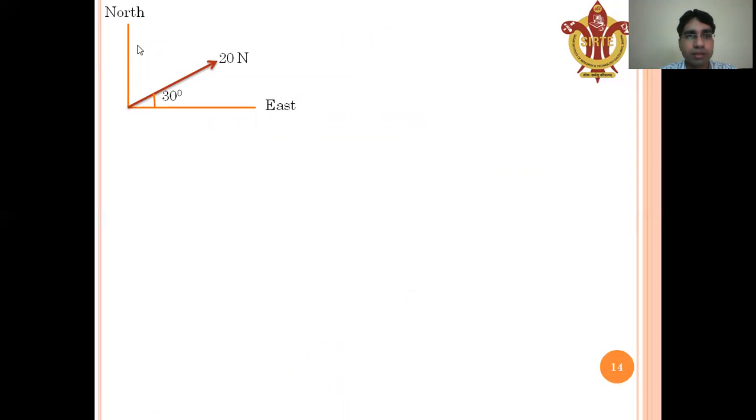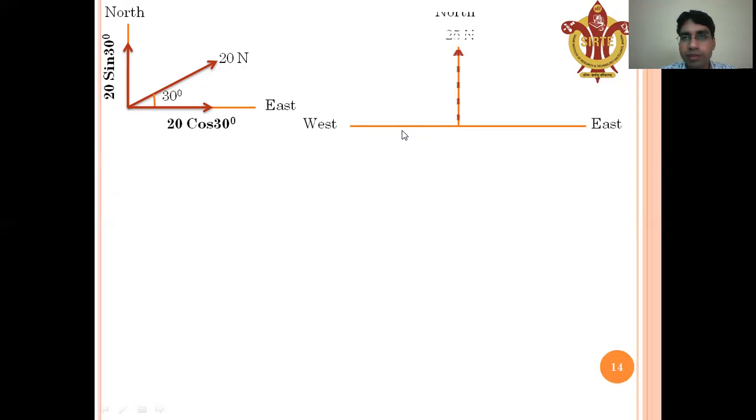So first I take this 20 Newton force. We have to resolve this 20 Newton force in the east and north directions. This is the first component, 20 cos 30, and this is the second component, 20 sin 30. The second force, 25 Newton, is already in the vertical direction, so there is no need to resolve it in the perpendicular or horizontal direction.